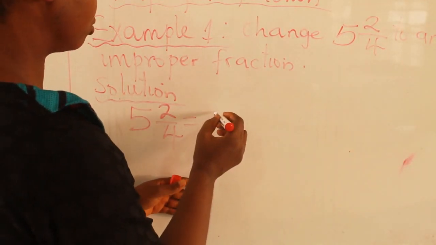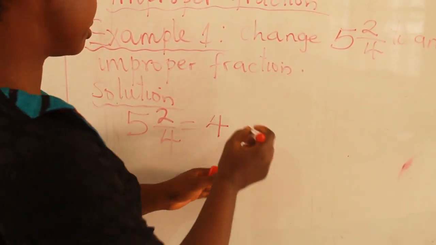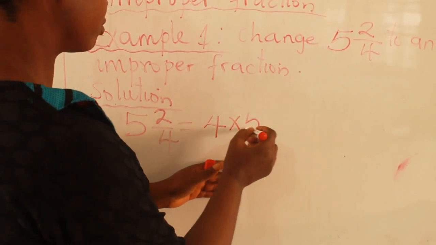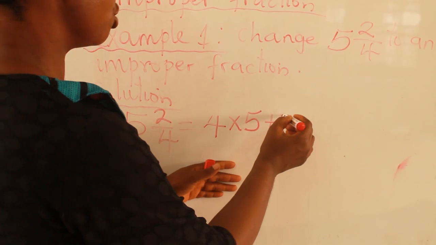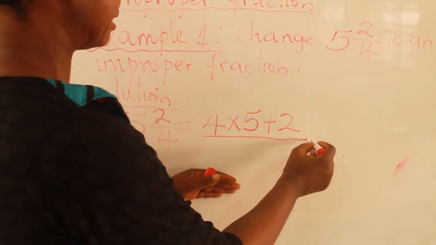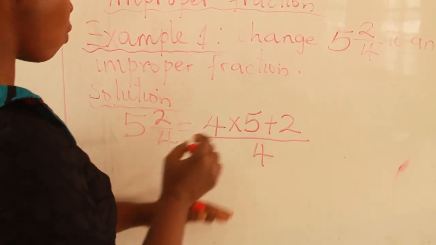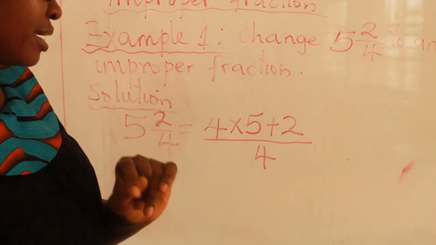This is what I'm trying to say. Your denominator here is 4. You pick it and then multiply it with 5, and then you add your numerator 2. Put your dividing line, and then everything will be all over 4, which is your denominator. I take that again. Please watch.